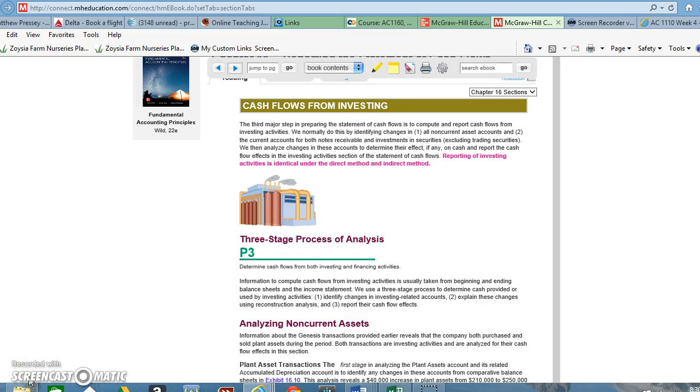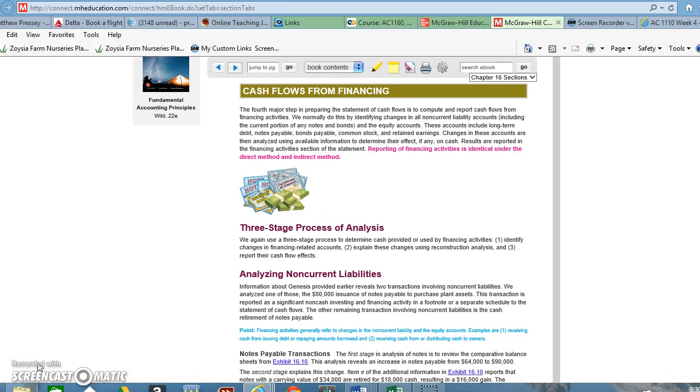Those adjustments we just talked about were to get you back to cash flows from operating activities. Later on, they get into the cash flow from investing activities, which is going to center around non-current assets and non-current liabilities. And finally, cash flows from financing will center around non-current liabilities.